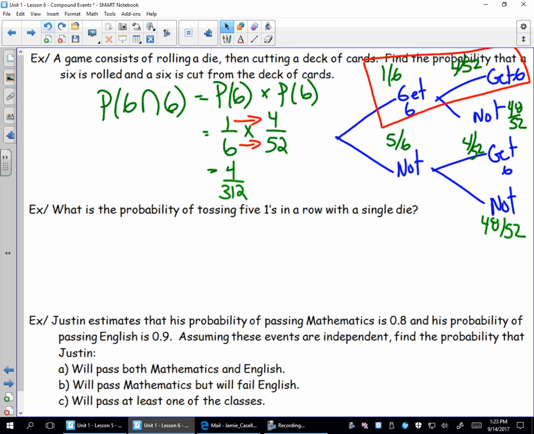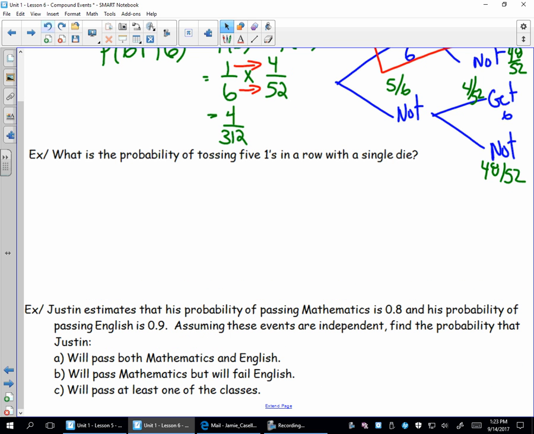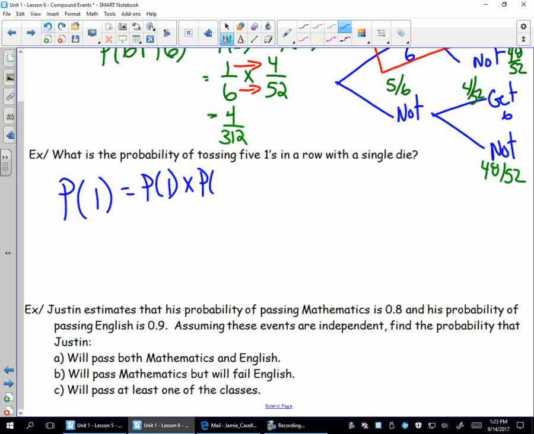Let's try the next one. What is the probability of tossing 5 ones in a row with a single die? Again, we need to ask ourselves, independent or dependent? Just tossing a dice and getting one the first time, does that mean it's going to happen again the next time and the next time and the next time? No. Pretty unlikely for this to happen, but they don't affect each other. So the probability of getting 5 ones in a row would mean a 1 the first time, and a 1 the next time, and a 1 the next time, and a 1 the next time. We're going to do this 5 times. Each of these things are independent of one another.